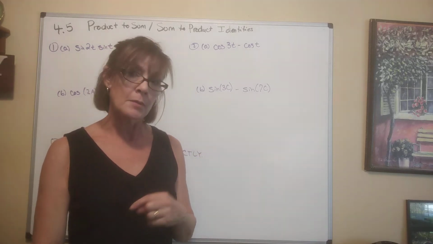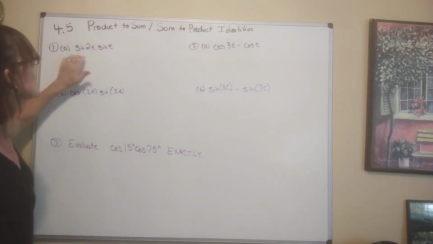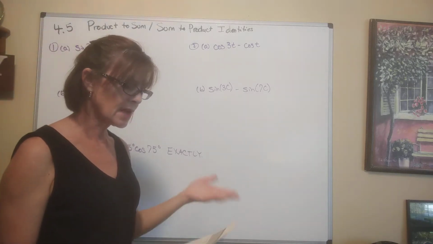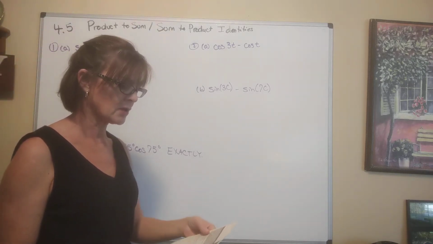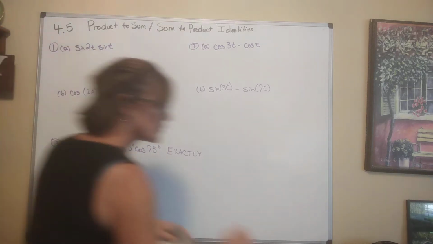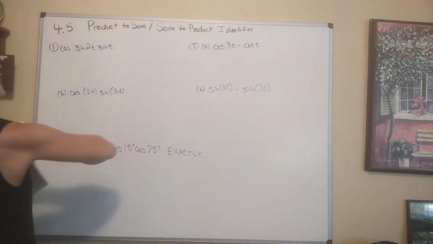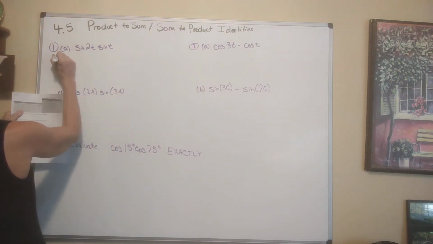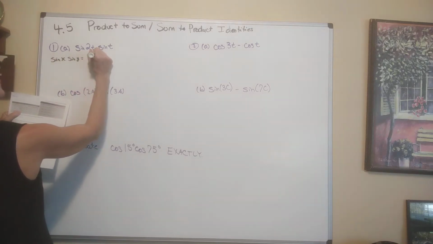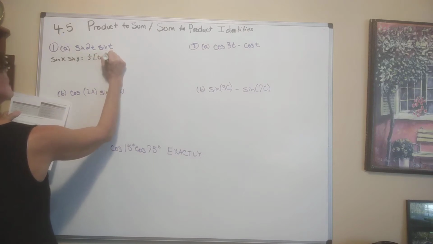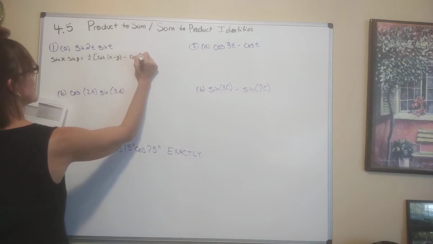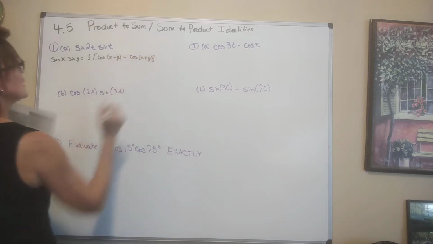So in problem number 1, part A, we're given this product, the sine of 2t times the sine of t. Just look at your sheet and look where you see the sine of an angle times the sine of an angle. I see it in the product to sum identities, and I will write it in a different color. This is the identity: the sine of x times the sine of y is equal to 1/2 times the cosine of x minus y minus the cosine of x plus y. All right, that's the identity.